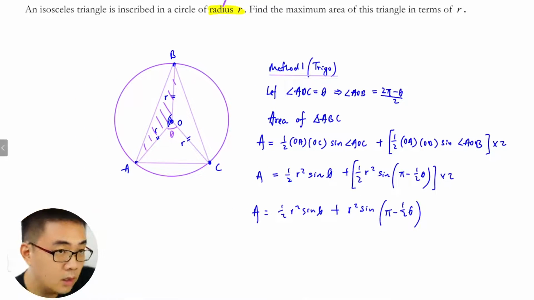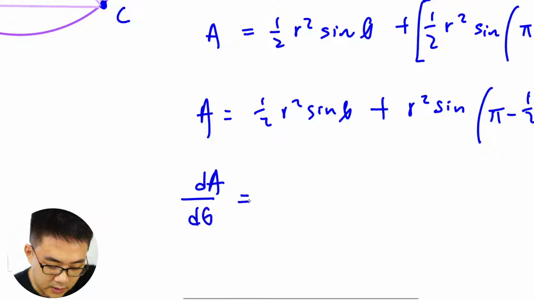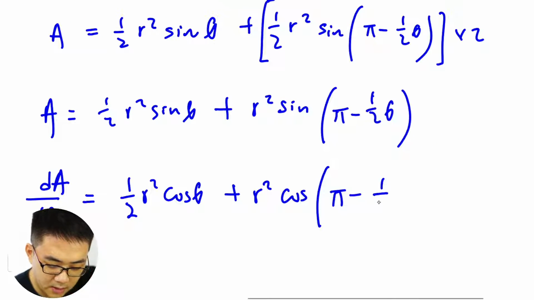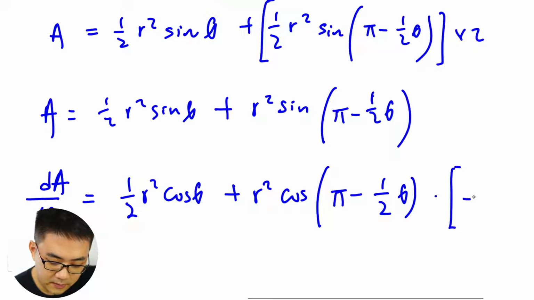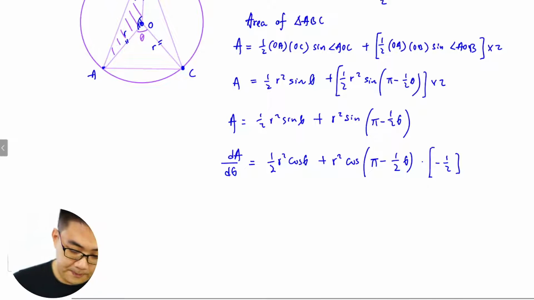Question. Essentially, once done, r is a constant, theta is the variable, so dA/dtheta will just be half r squared cosine theta plus r squared cosine of pi minus half theta, then this will be minus half. Okay, remember that you need to do this, meaning you just need to find this.